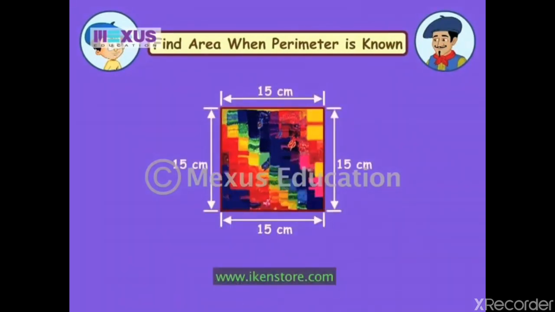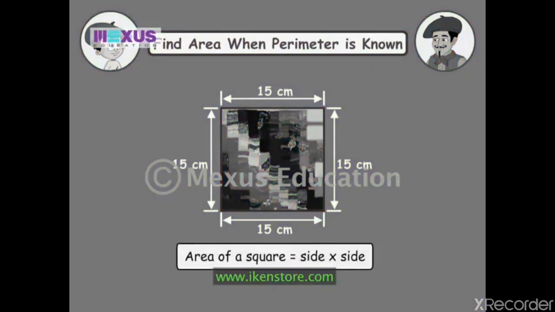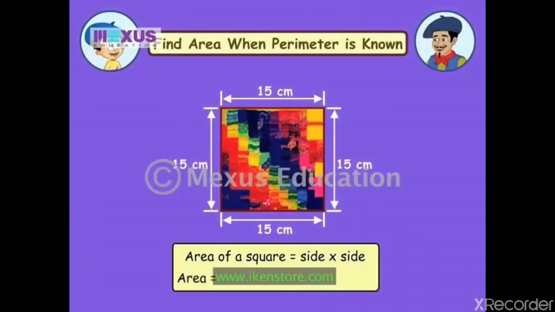Now that we know the length of its side, we can find out the area easily. All sides of a square are equal. So to find out its area, we simply multiply 15 by 15. So, the area of the square is 225 square centimeters.